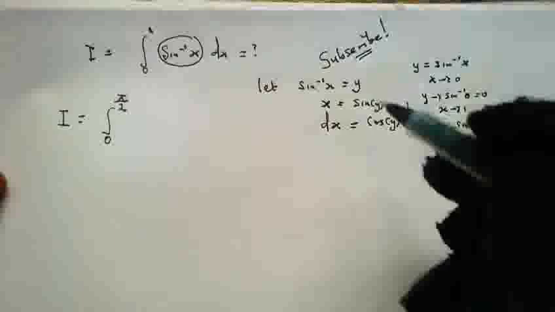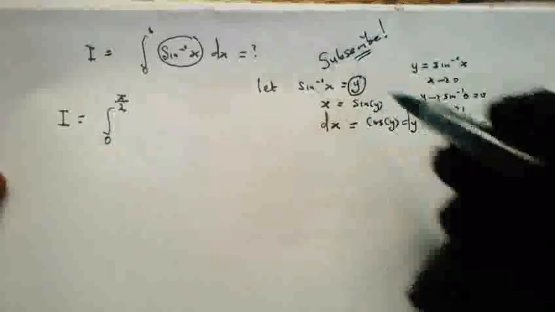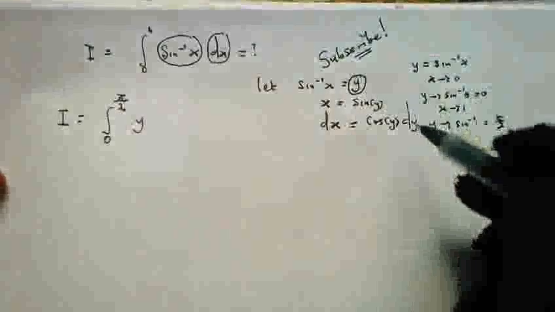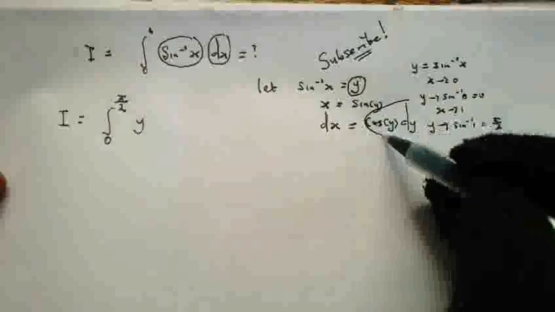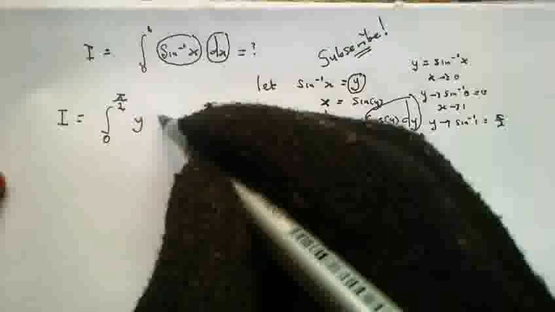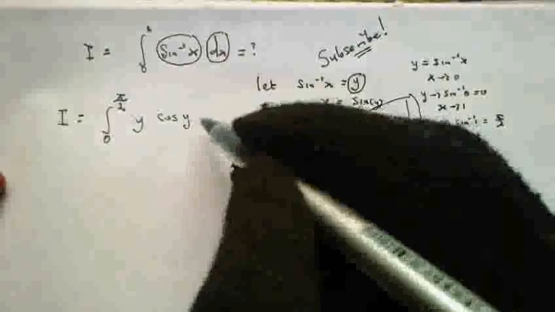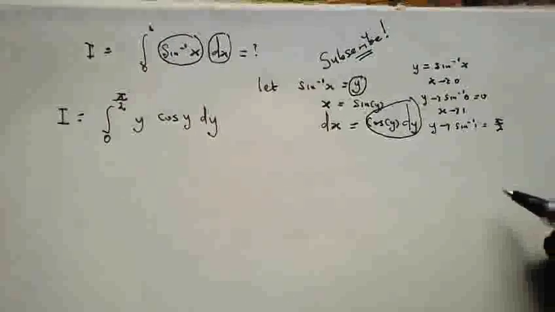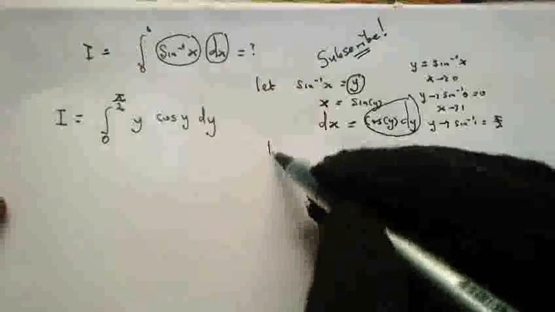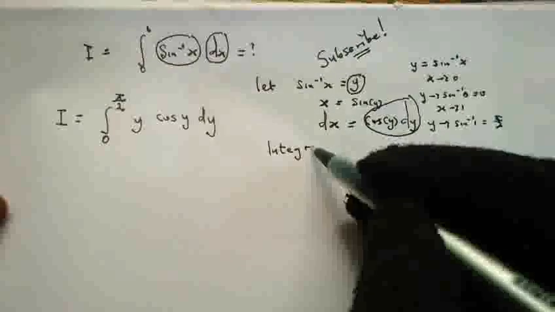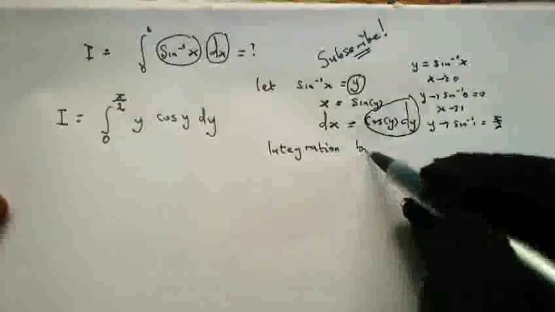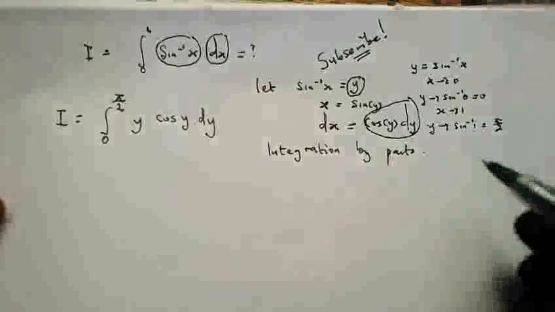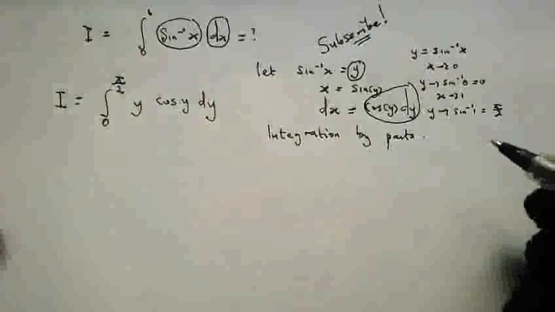Now recall that the sine inverse of x is equal to y, so we'll be replacing this with y here. Now what is our dx? Our dx is equal to cosine of y dy. So here we have the cosine of y dy. The next technique we'll be using here is the so-called integration by parts. Now let's see how this technique is going to work out.